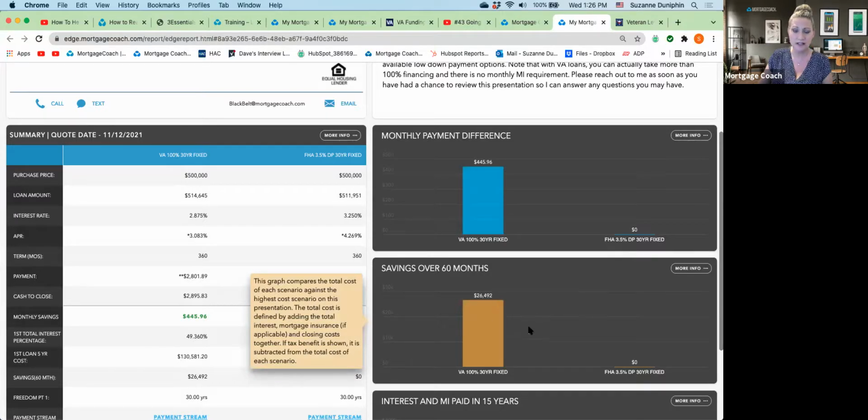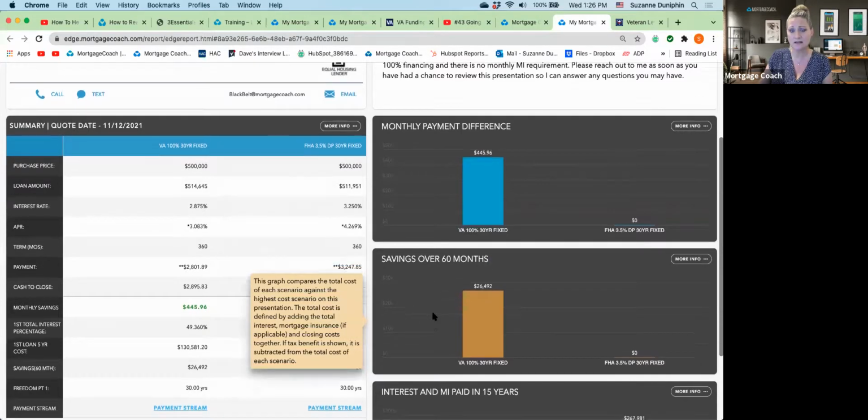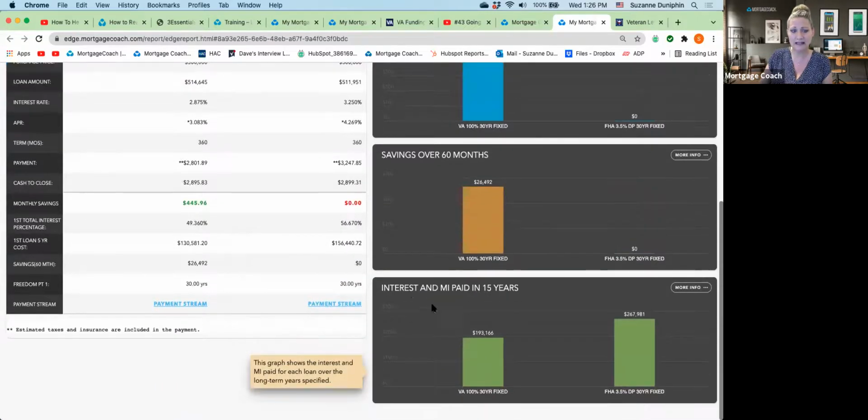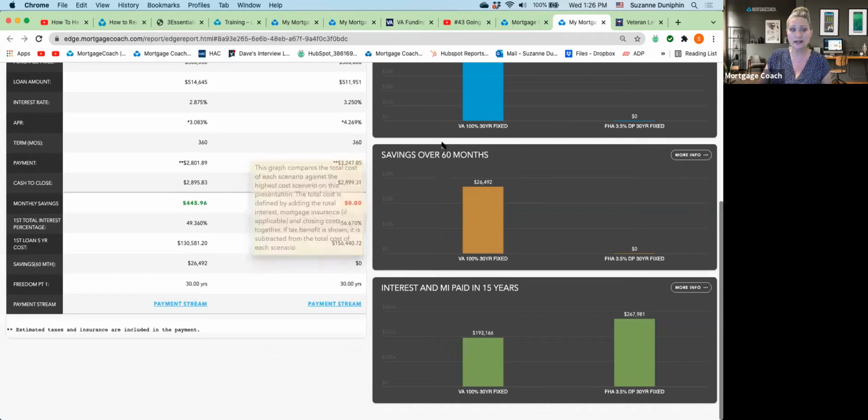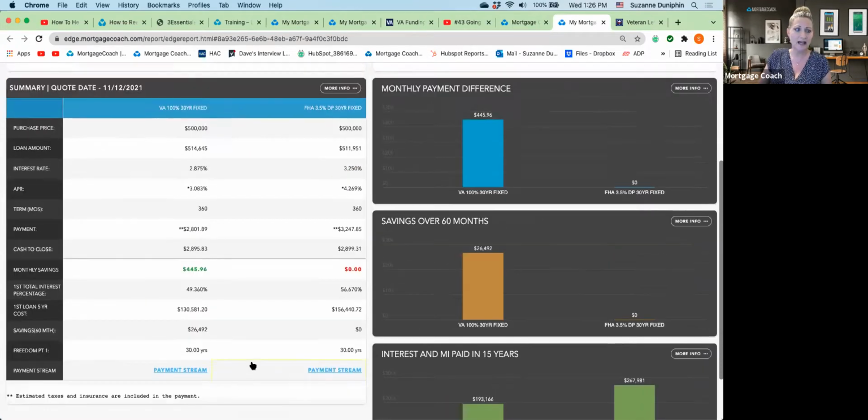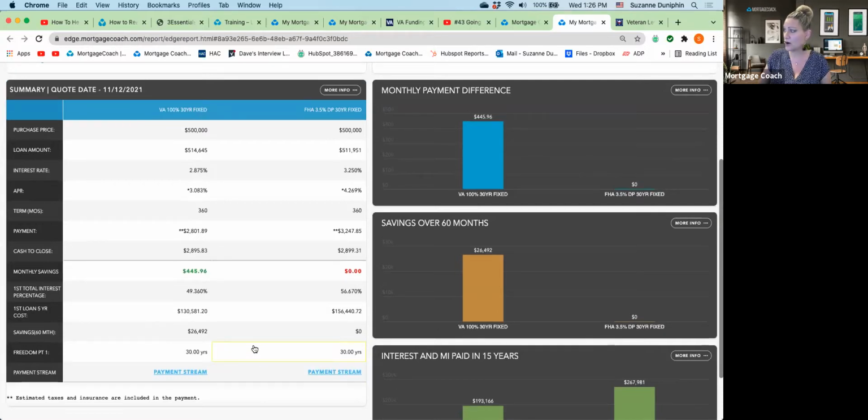That interest and MI paid. This is saving them almost $27,000 over 60 months, guys. And finally, the interest and MI paid in 15 years. Look how much extra the borrower will be paying on the FHA product in 15 years. So remember, you can adjust the number of years, you can adjust the number of months for the short term, but it's completely obvious that the VA is the better product for this particular borrower.